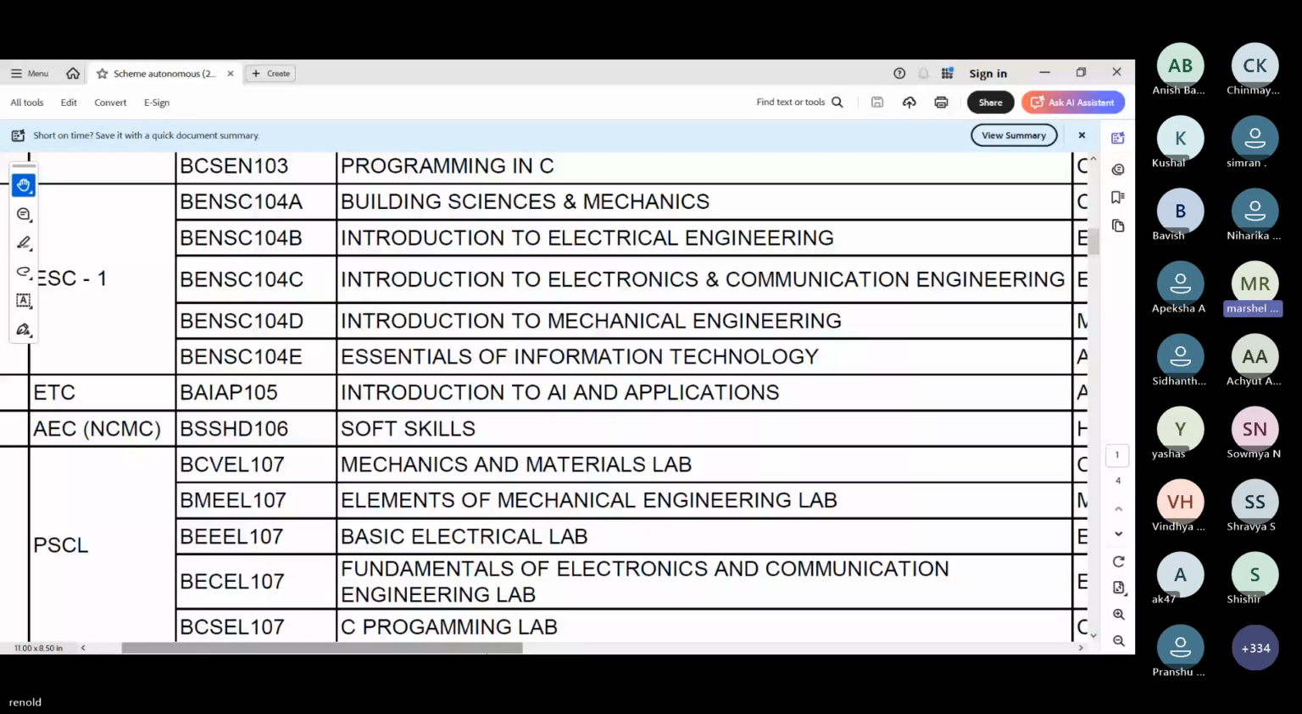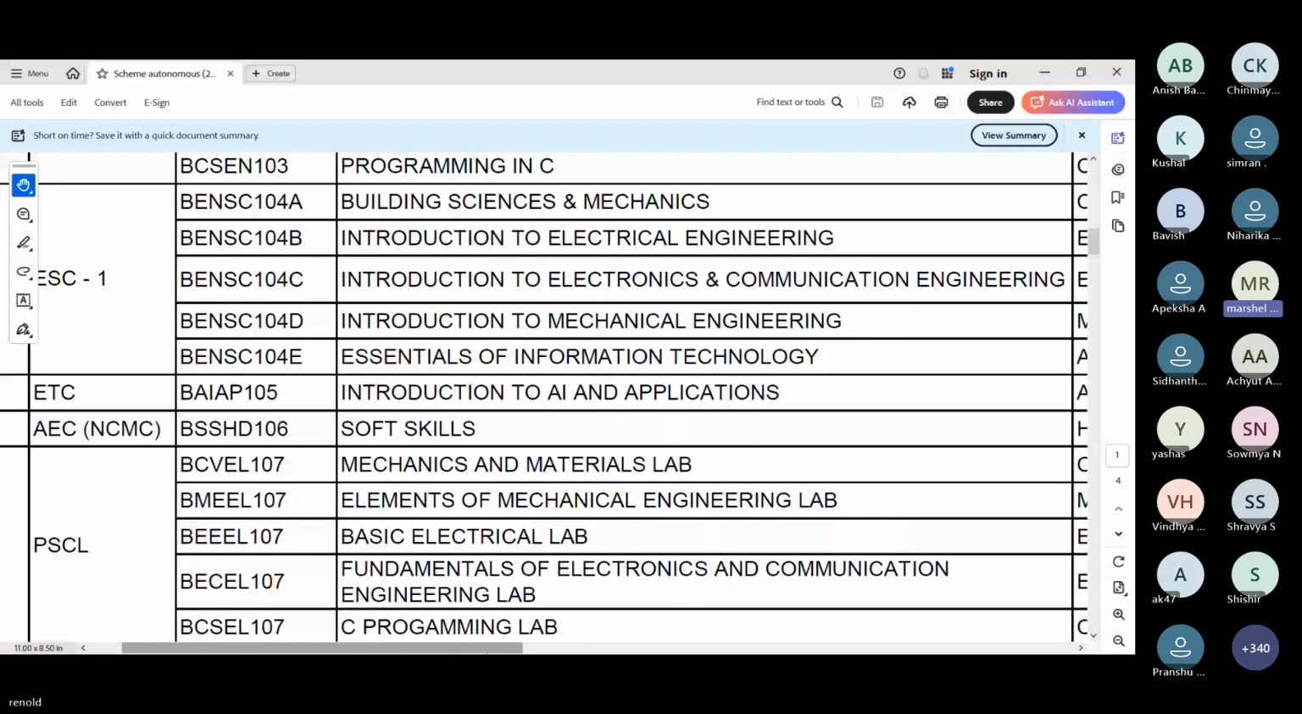Similarly, an electronics student cannot take electronics and communication engineering, but you can take the other four. Likewise, you have to complete two of these four courses. Out of the five options, you get only four. And out of those four, you have to complete two courses, one in the odd sem, one in the even sem.